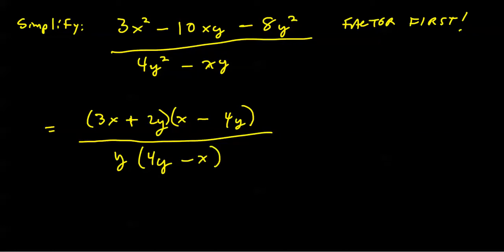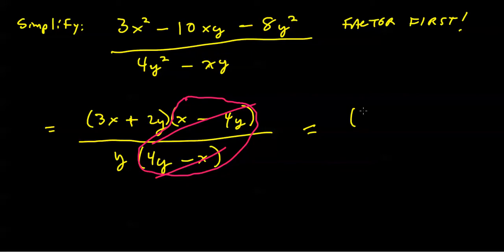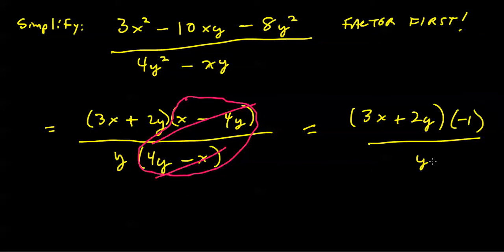Alright, please convince yourselves that x minus 4y and 4y minus x are indeed opposites. Okay, they are of the form a minus b over b minus a. So I can cancel these out, and in their wake leaves a factor of minus 1. And you can absorb that negative 1 in either the numerator or denominator. Alright, so that would be a wonderful final answer.